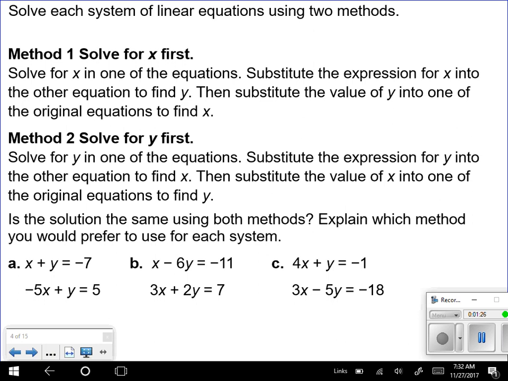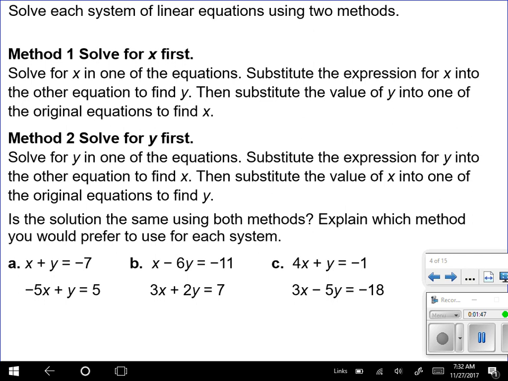It says solve each system of linear equations using 2 methods. So we're going to actually use both methods to show you that either way would work, and we can work with equations this way. So for our first method, it says solve for x in one of the equations.